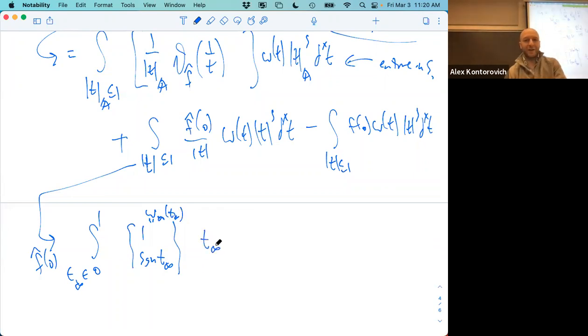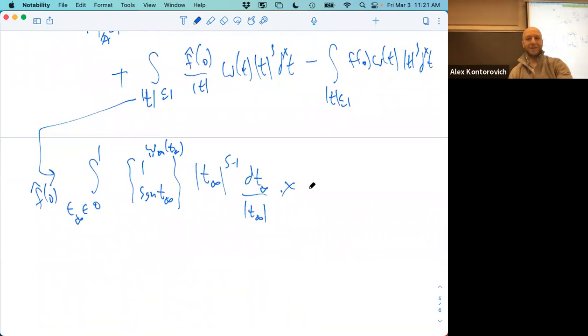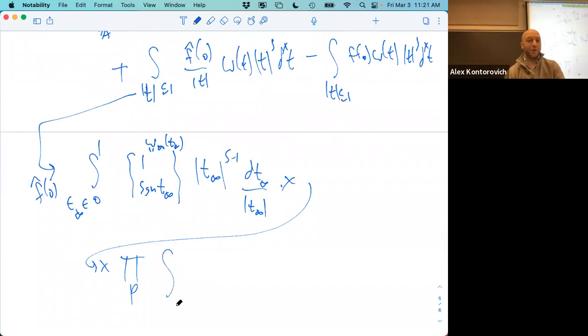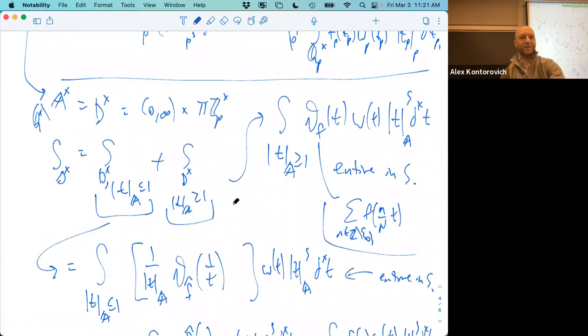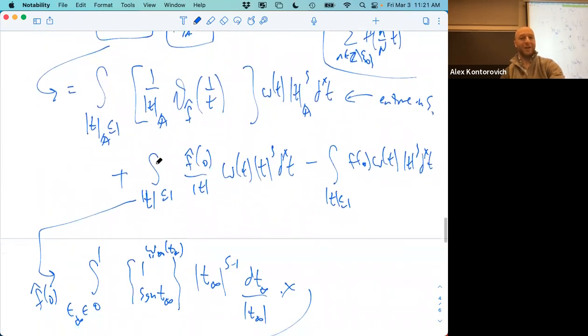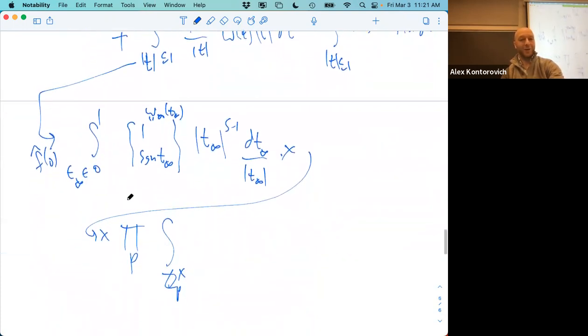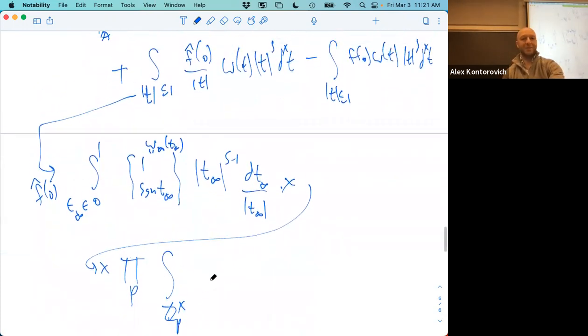Then t infinity in absolute value to the s minus 1, and then d t infinity over t infinity, because absolute value, times the product. Let's see, I'll need room for this. So times the product over all the finite places of the integral over Zp cross. That's what d is. D is Zp crosses at all the finite places. They all have absolute value 1. So the condition that t has size less than or equal to 1 is just an Archimedean condition. Everywhere else it already has absolute value 1.